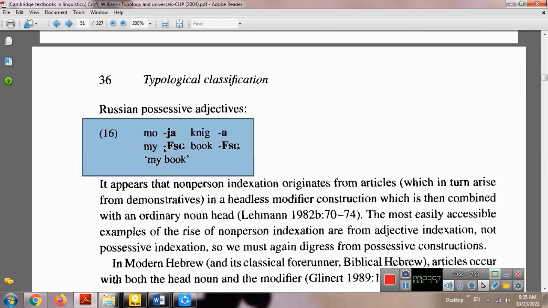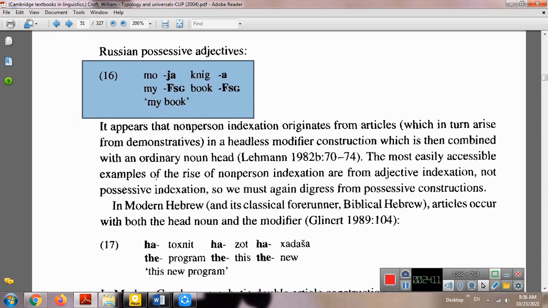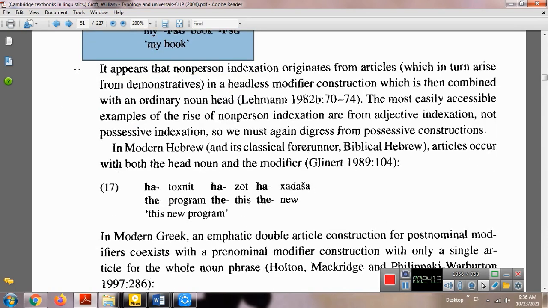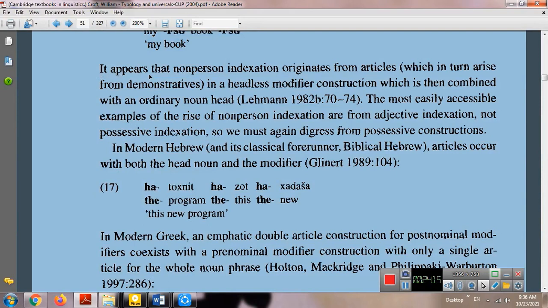Here you can see an example, which we show through that ja and a. It means my book, first person singular, which is indexed in this way. It appears that non-person indexation originates from articles, which in turn arise from demonstratives.